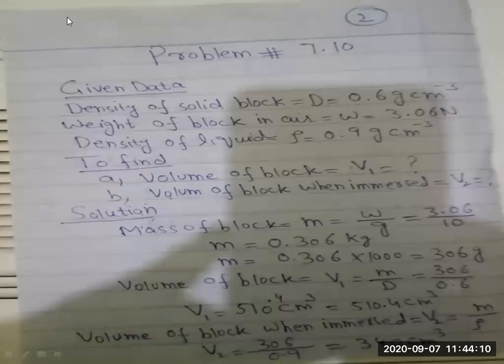So I repeat the question. A solid block of wood of density 0.6 gram per centimeter cube weighs 3.06 Newton in air. Determine the volume of the block, and second, the volume of the block when immersed.